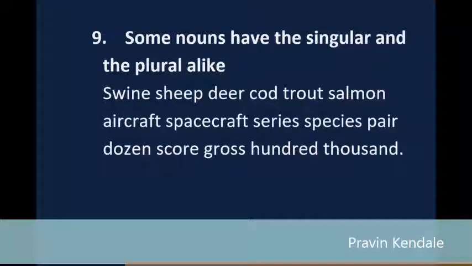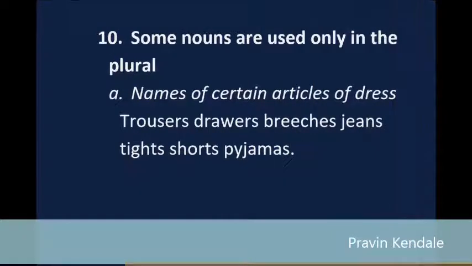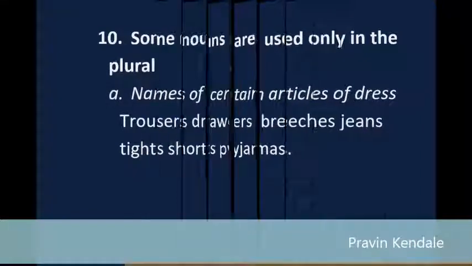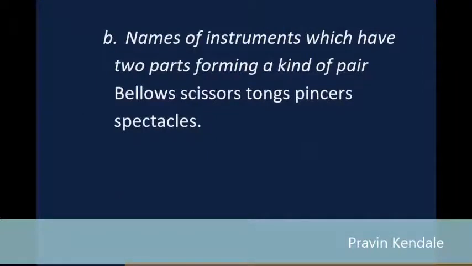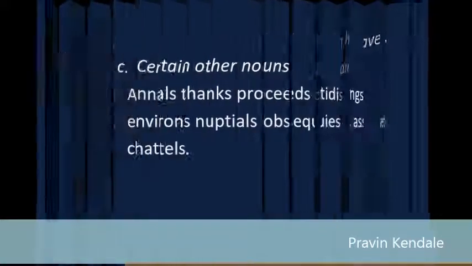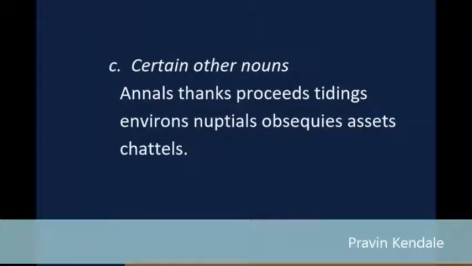10. Some nouns are used only in the plural. A. Names of certain articles of dress. Trousers, drawers, breeches, jeans, tights, shorts, pajamas. B. Names of instruments which have two parts forming a kind of pair. Bellows, scissors, tongs, pincers, spectacles. C. Certain other nouns. Annals, thanks, proceeds, tidings, environs, nuptials, obsequies, assets, chattels.